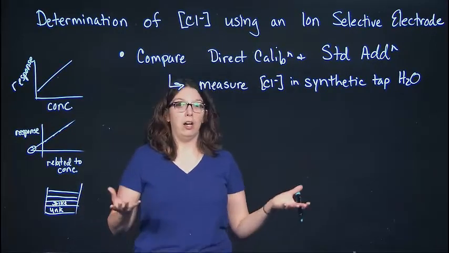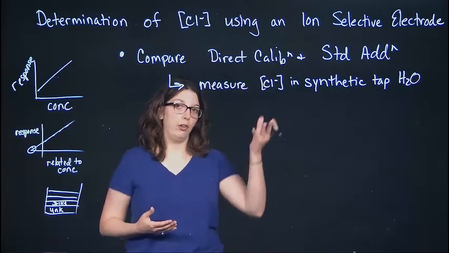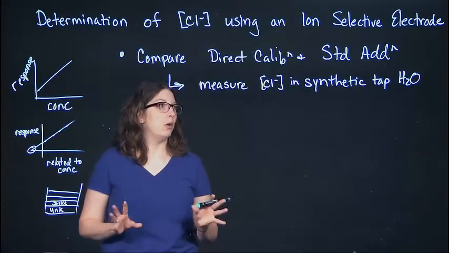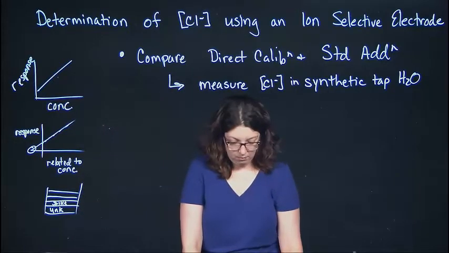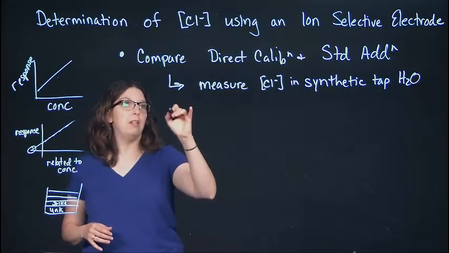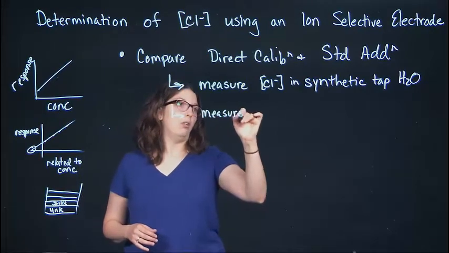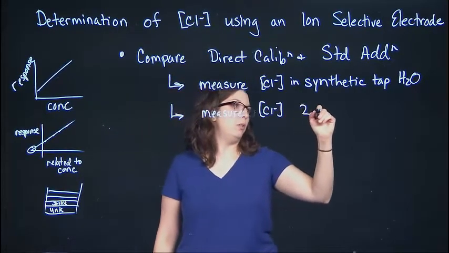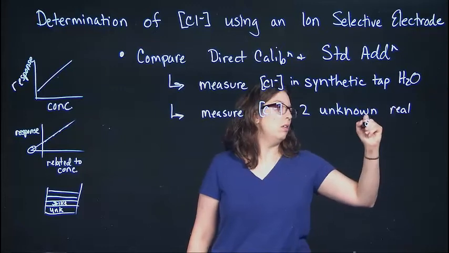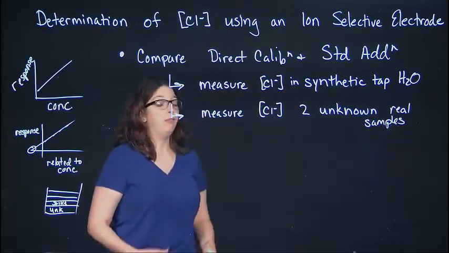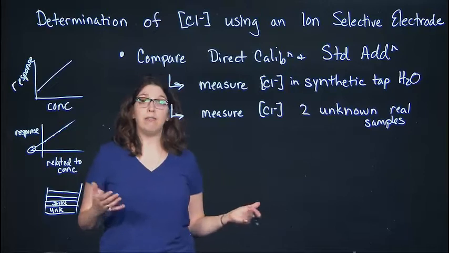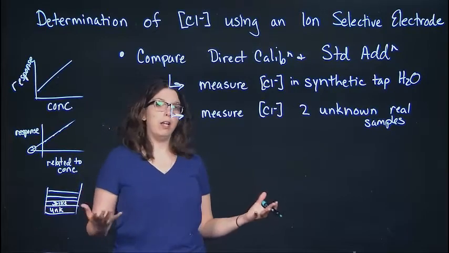Or water that contains a matrix. So matrix is the things other than the analyte, other than the chloride in this case, that we're measuring. Once we've determined which method is best, you're going to measure the chloride concentration in two unknown samples, or two real samples. And you are providing these. So if you haven't collected a water sample, now's a great time to do it. People like to bring in tap water from the places where they live, or bring in natural water samples. Any of those things are fine.